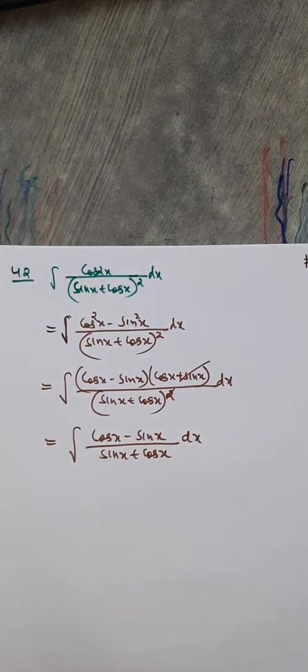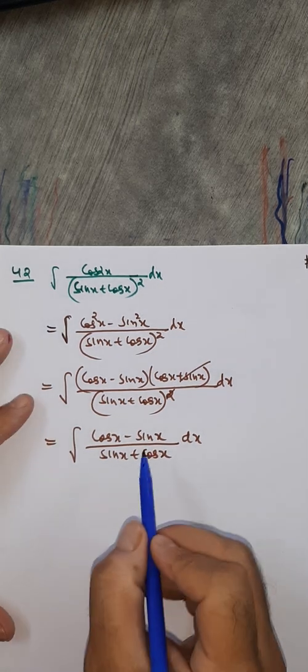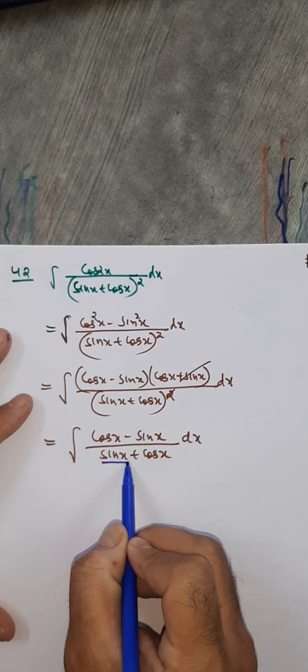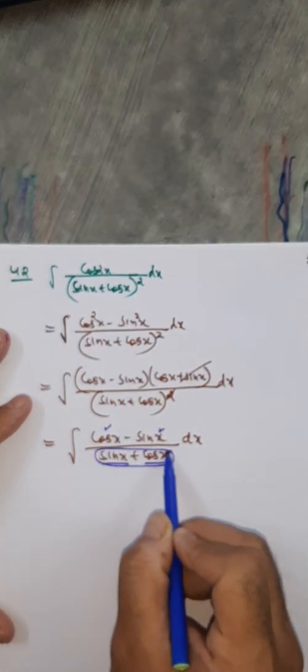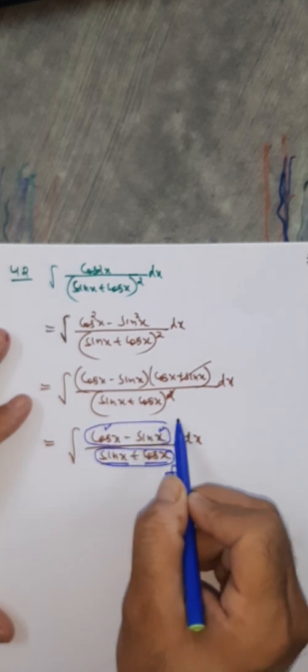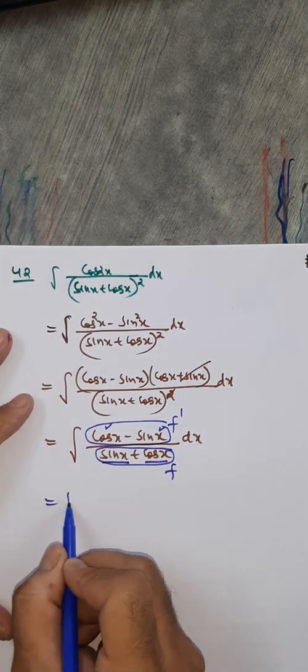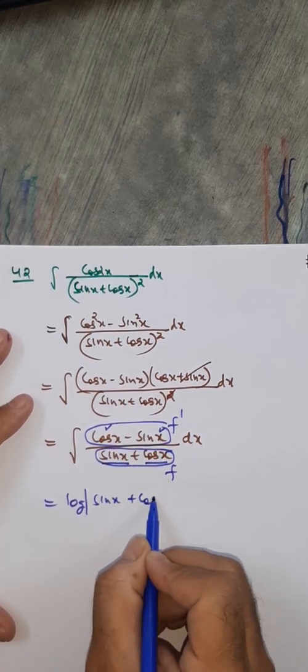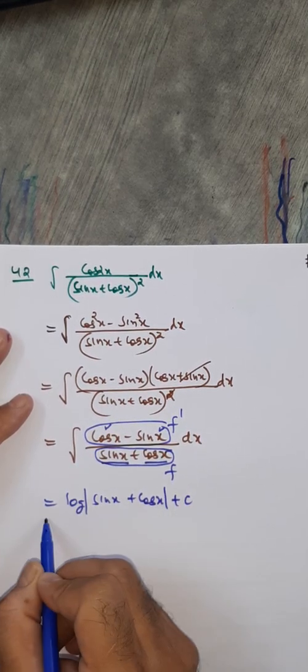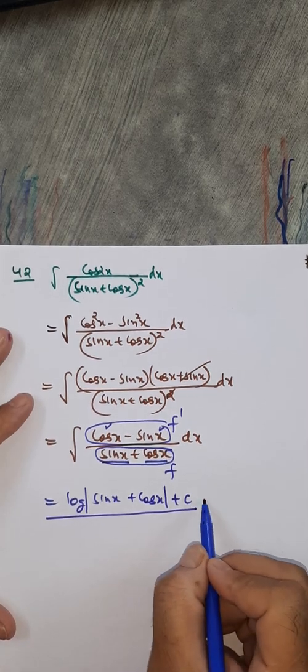Now you can see that this is in the form of f dash upon f. What's the derivative of sine? You know, cos. And what's the derivative of cos? Minus sine. So this is f, this is f dash. So what's the integral? Log of mod of the denominator function, log of sin x plus cos x plus c, which is nothing but option B.